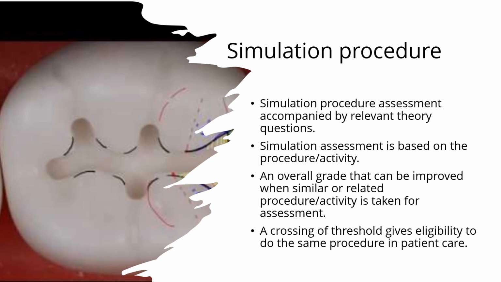It can be done by AI or human, identifying areas of deficiency and feedback provided for improvement. A grade or score is given that contributes to overall progression. This grade can be improved when same or related activity is assessed again. Crossing of a threshold on a single attempt or consistently over few attempts can determine eligibility to progress. Here it can be to patient care.